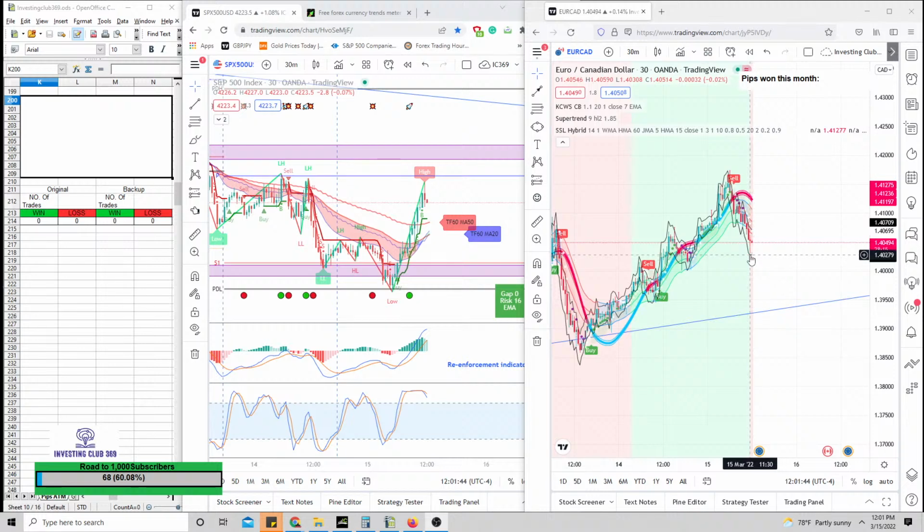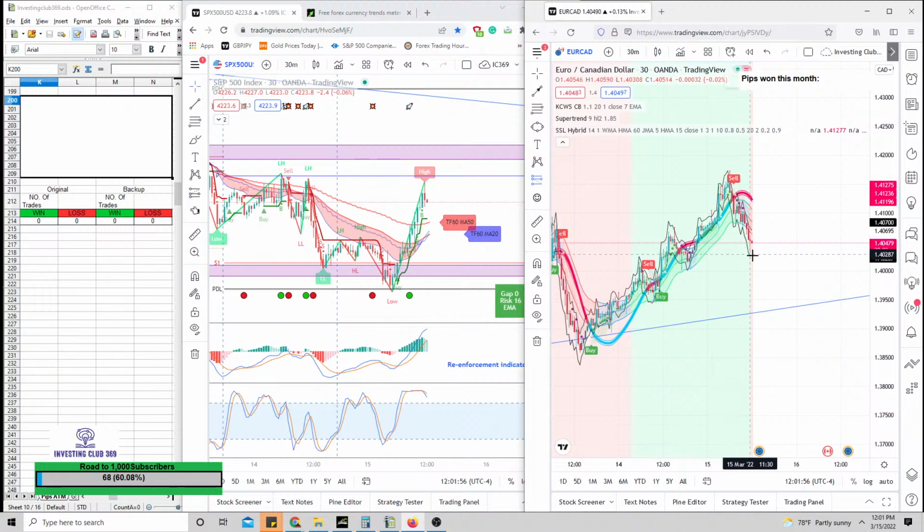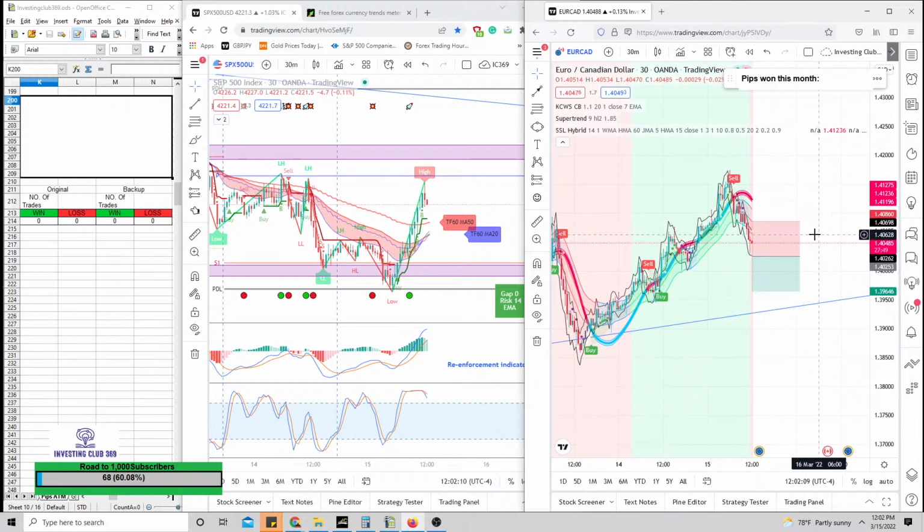I can put a little trade here, a pending order in this area. As a matter of fact, let me do that. Right on the ATR band, right, Lewis? And the stop loss is really long.